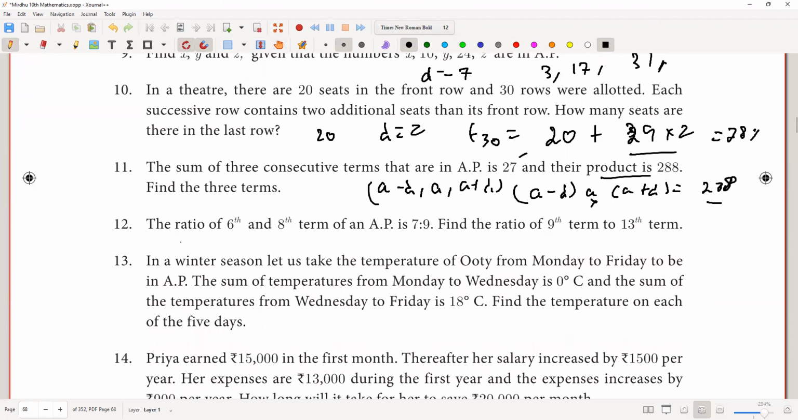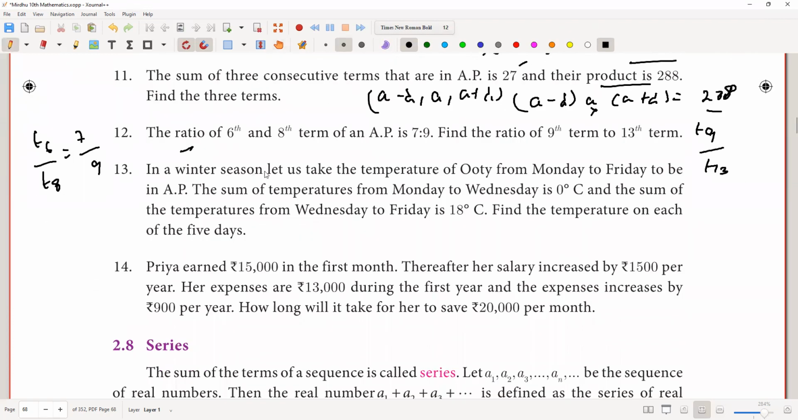Then the 12th is ratio. The ratio of the 6th and 8th terms of an AP is 7 by 9. What is the ratio? T6 divided by T8 equal to 7 divided by 9. Find the ratio of T9 by T13. From this, we can find A. All right. With that, we have to proceed.